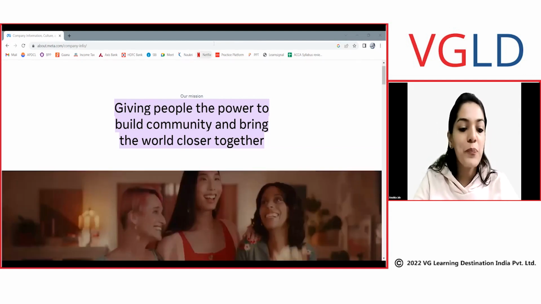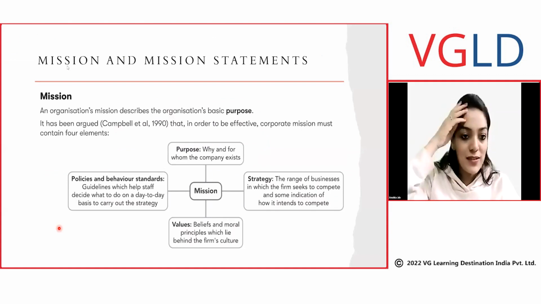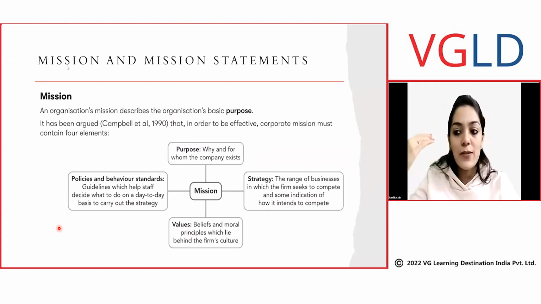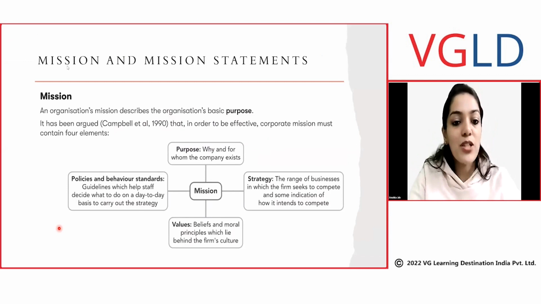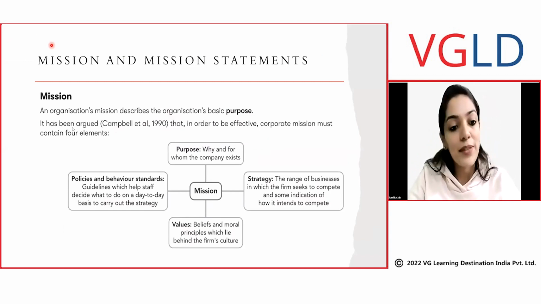So as you saw, each company publishes its mission and vision to the public, to its users, so the people know what the company is there for. An organization's mission describes its basic purpose. Why is a company there?